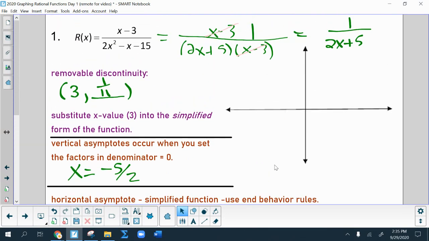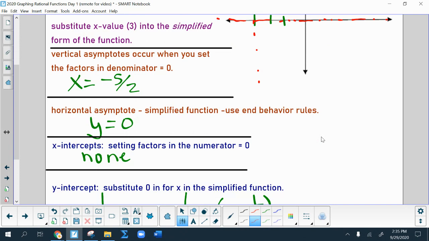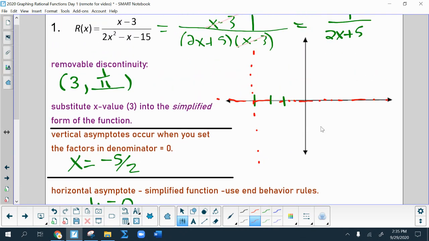All right, I now have a whole bunch of information to graph. When I go to graph, I usually graph the vertical asymptote first. And then if there is a horizontal one, I graph the horizontal one. So that was 0. And then I graph the y-intercept and the hole next. My y-intercept was 0, 1/5. So about here. And my hole is at 3, 1/11. So it's below, smaller than the 1/5.